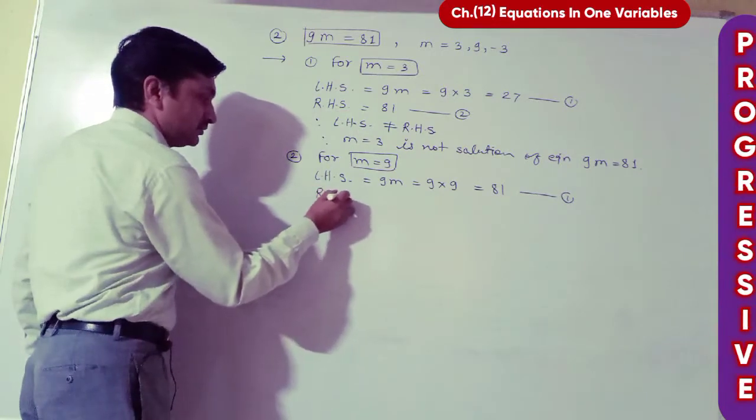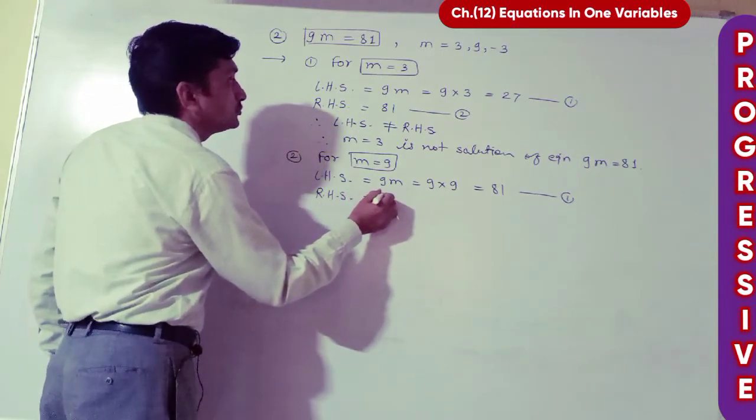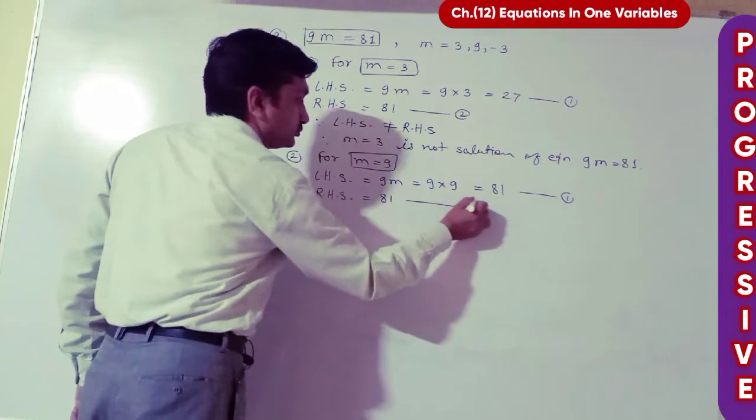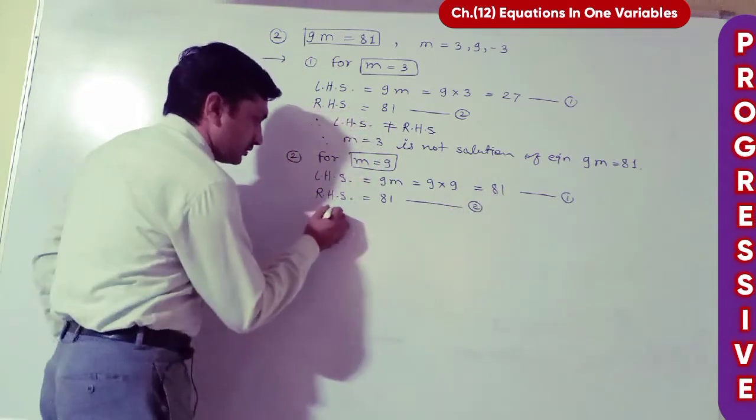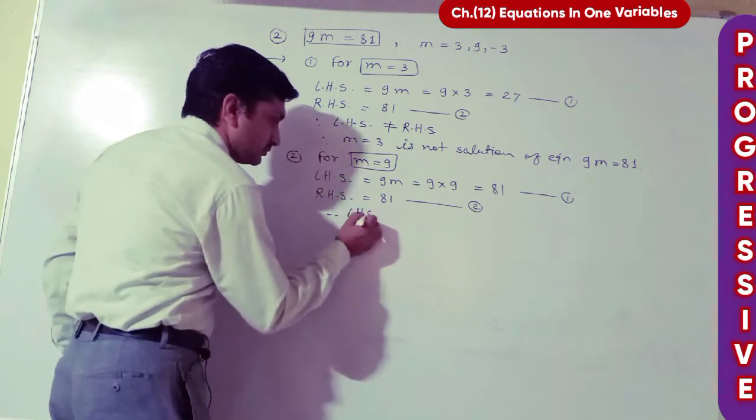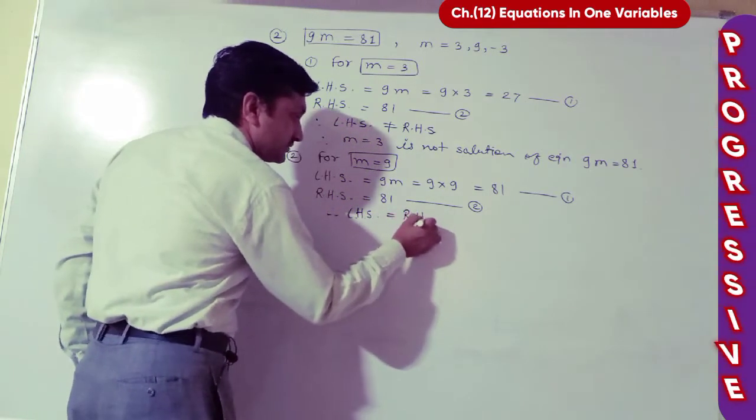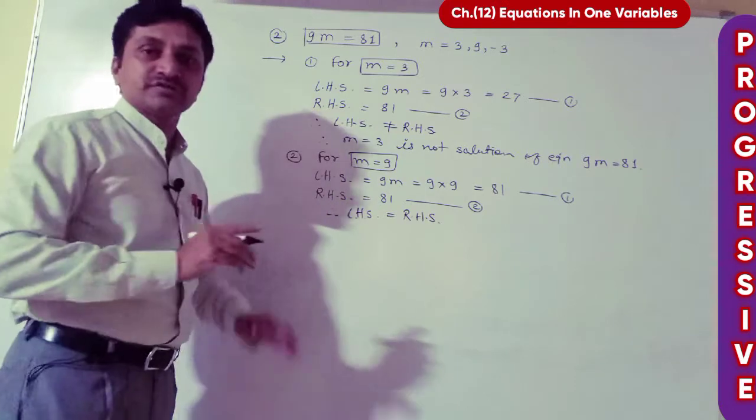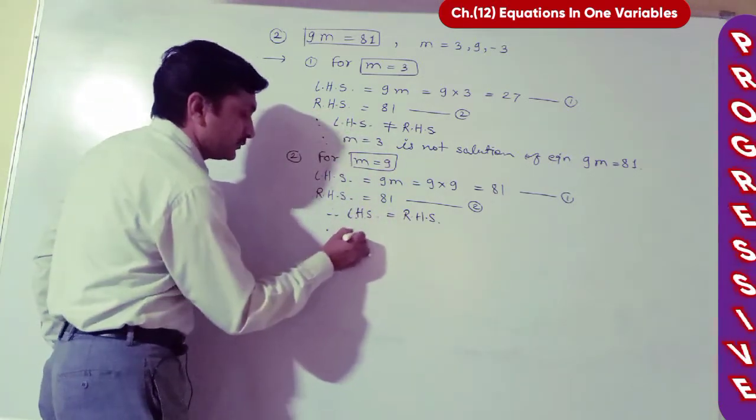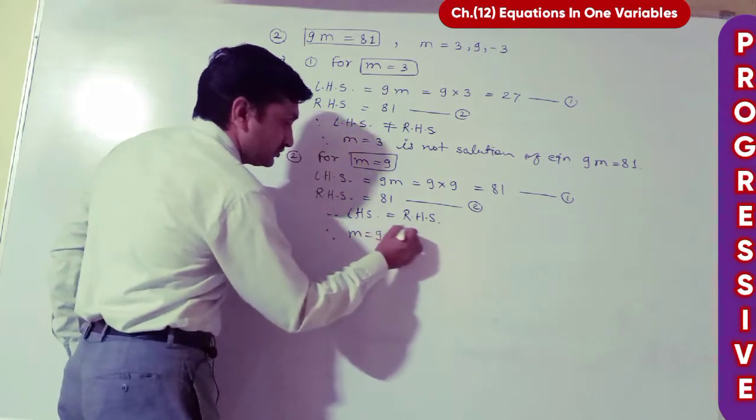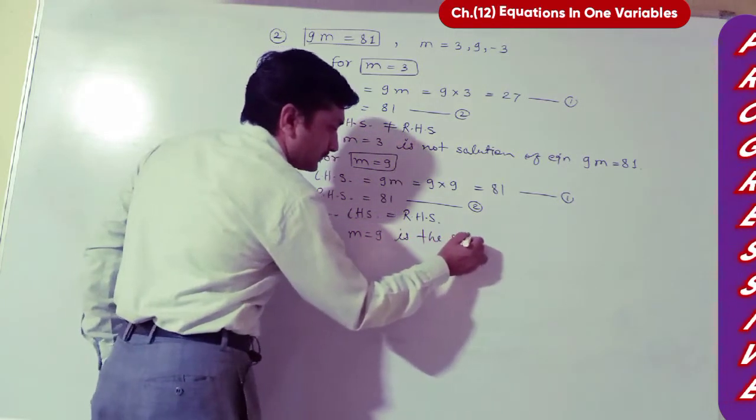Right hand side is equal to 81. Number 2. Here both LHS and RHS are equal. Therefore LHS is equal to RHS. Now as LHS and RHS, means left hand side and right hand side, are equal, we can say here m is equal to 9 is the solution of the equation.